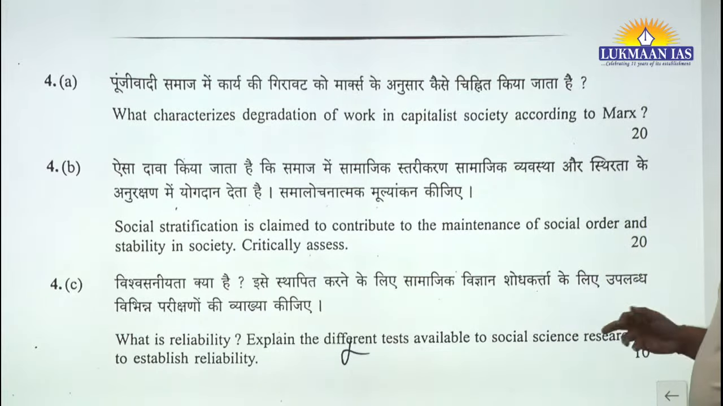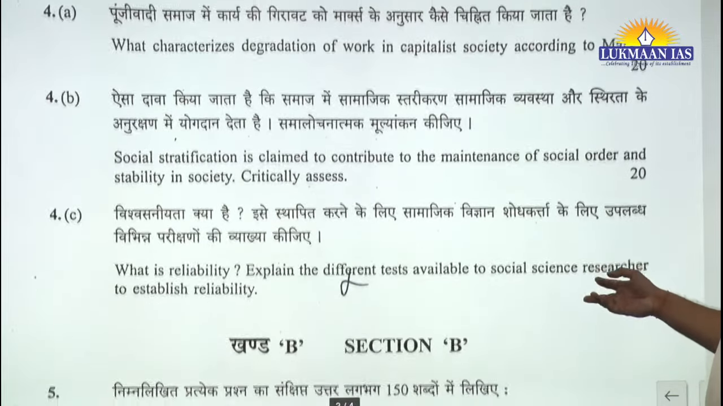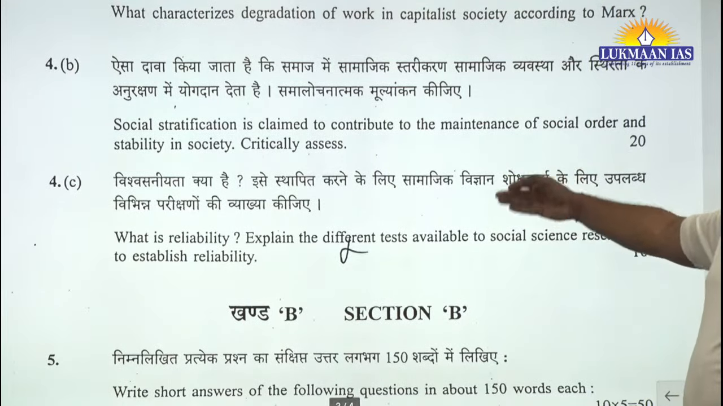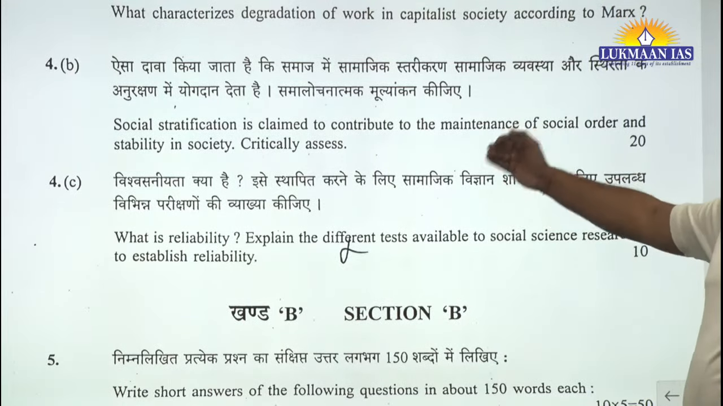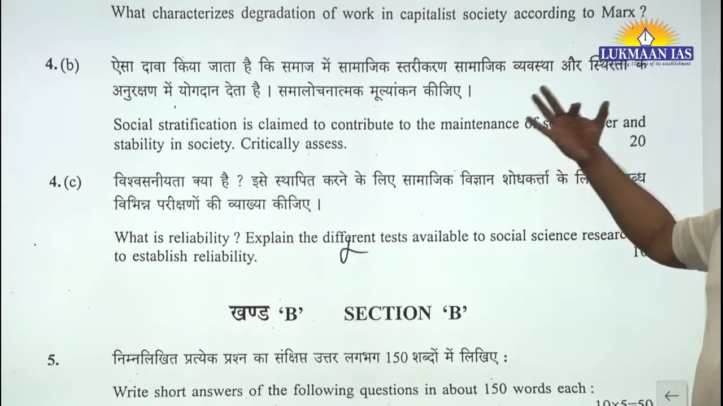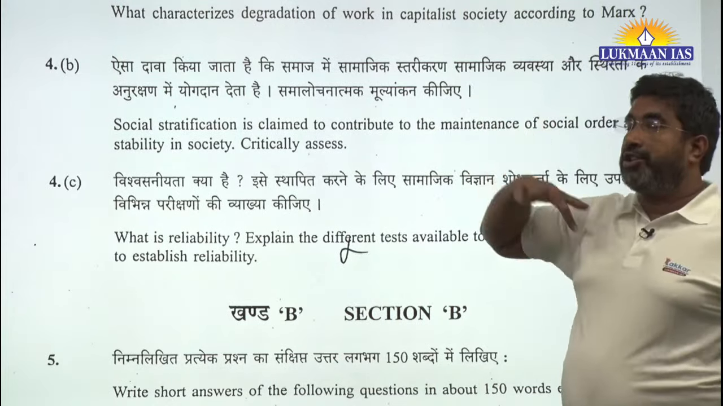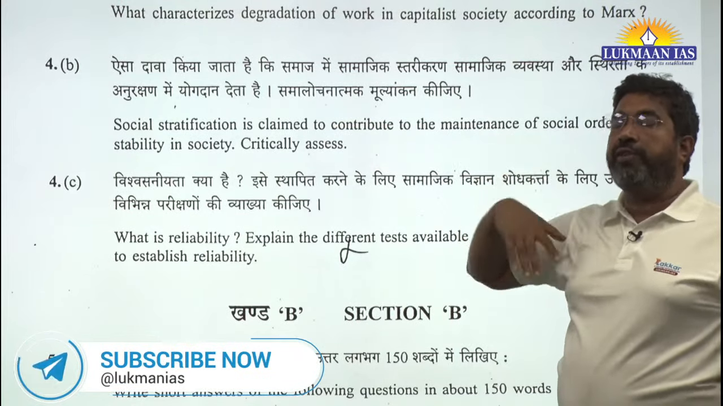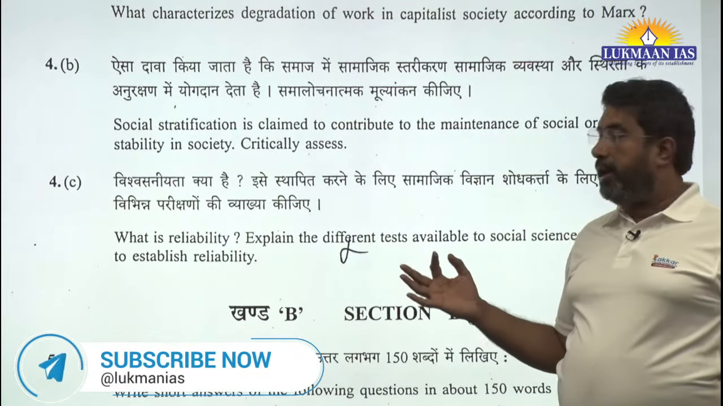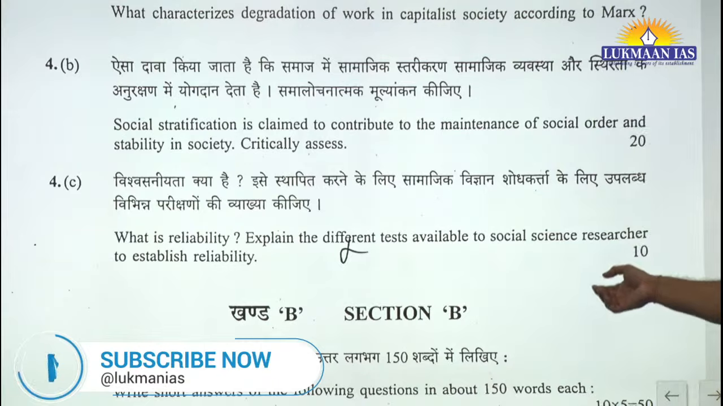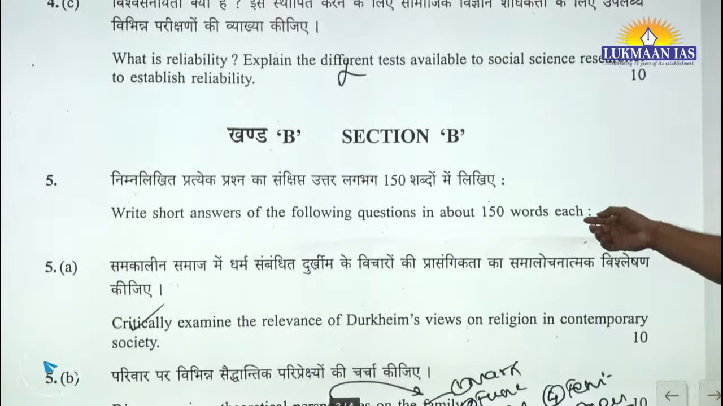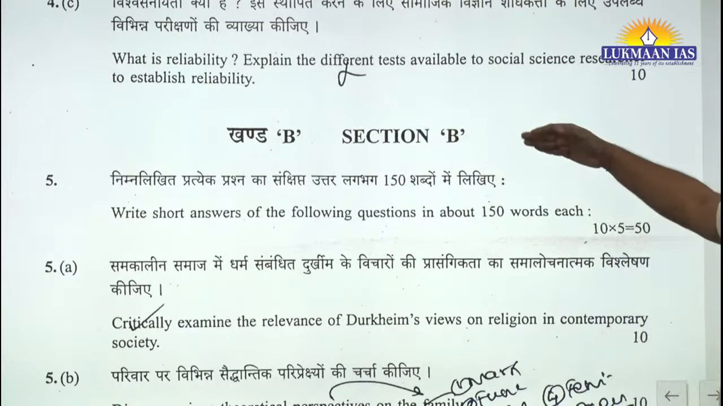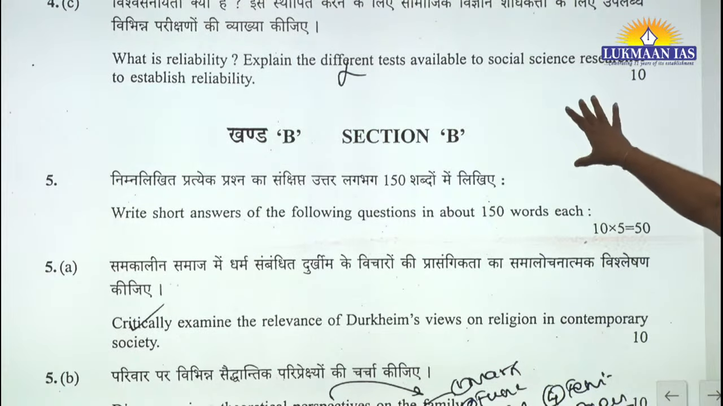Social stratification is claimed to contribute to the maintenance of social order and stability, which we have already discussed, that you have to compare two different schools while analyzing the question. The school of functionalism vis-a-vis social stratification and the school of conflict theorists. What is reliability? Explain the different tests available to social science researchers to establish reliability. Again the same part.